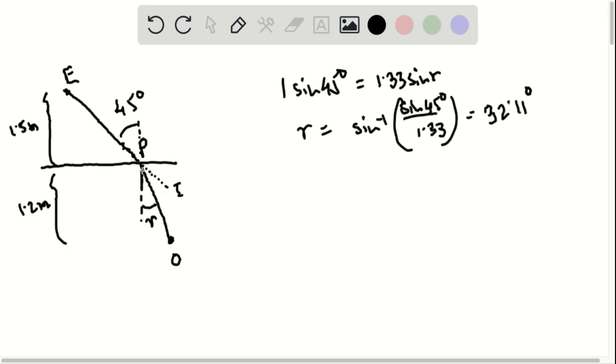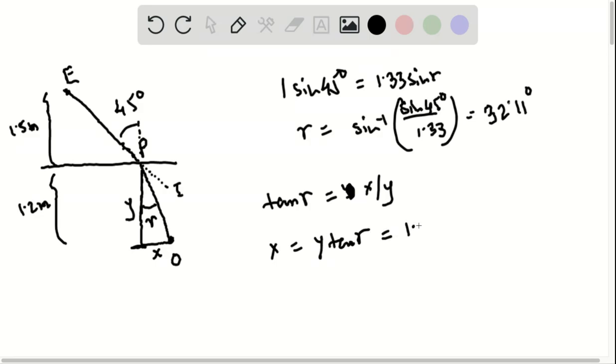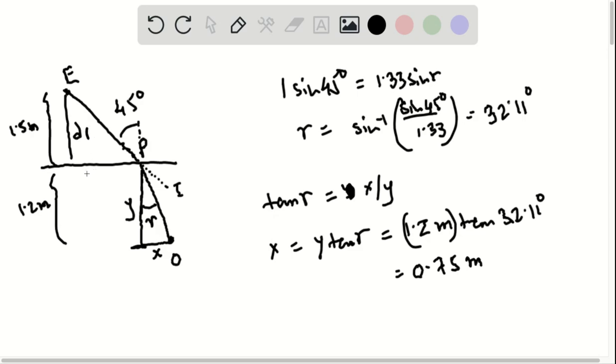So now we know that this distance, we are trying to find, let's say, x, and this is y. So tangent of r equals x over y. So x comes out to be y tan r, where y is given to be 1.2 meter, times tangent of 32.11 degree, which equals 0.75 meter. Now, if this distance is d1, and because this angle is 45 degree, this much is d1 as well.